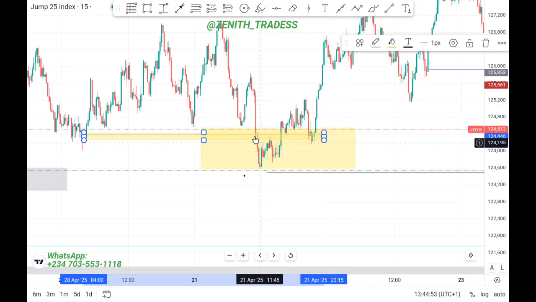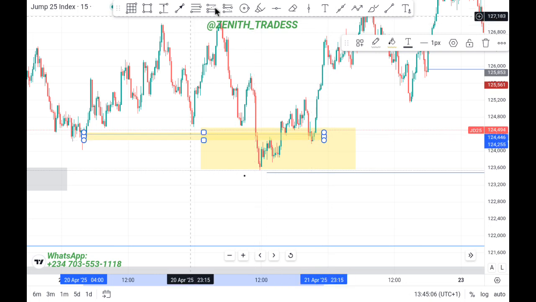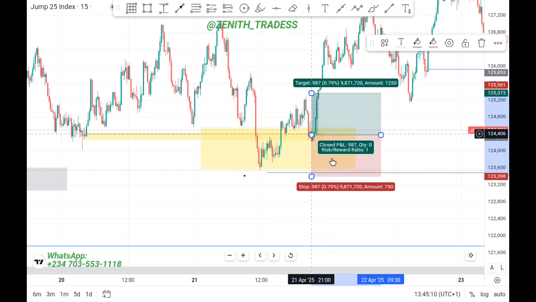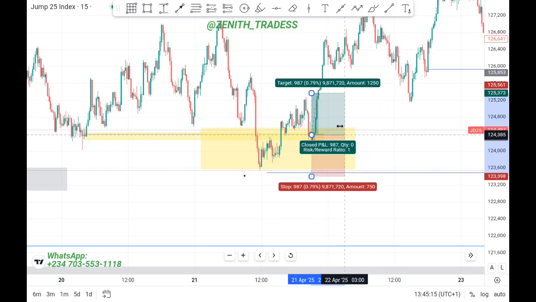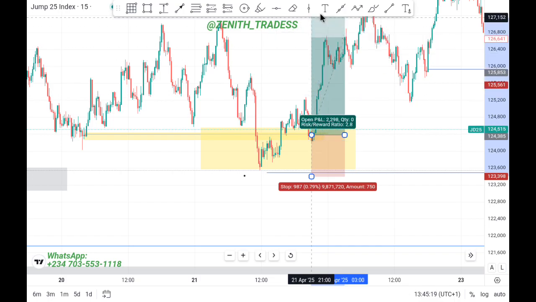This is the inverse fair value gap, right? You see, this block I just drew got invalidated. It got reclaimed. After it got reclaimed, it now returned back to the block, giving us this snap entry and pushes up. I believe you understand what I'm trying to explain here, right? It got reclaimed, pushed back and retested, giving us how many RR.